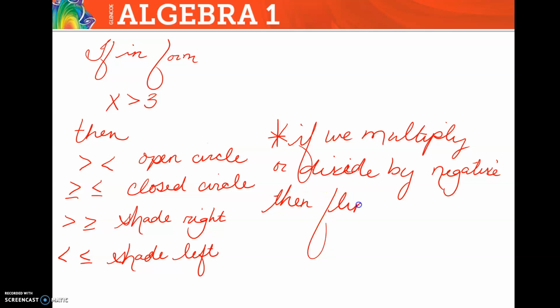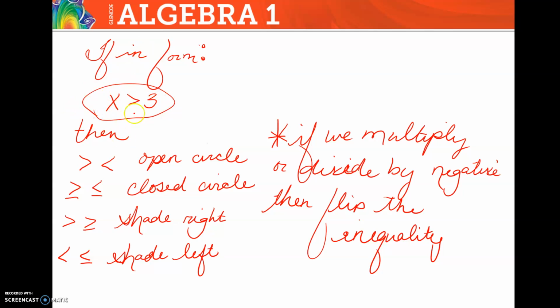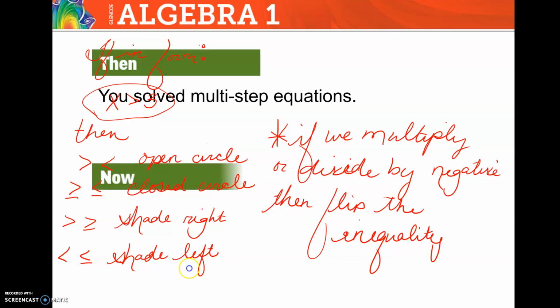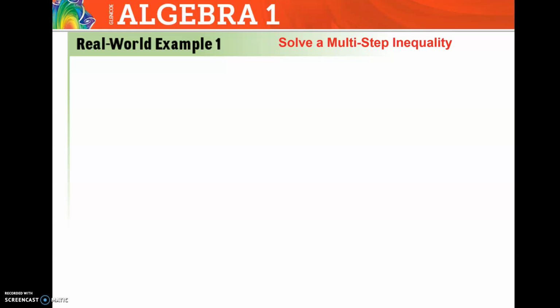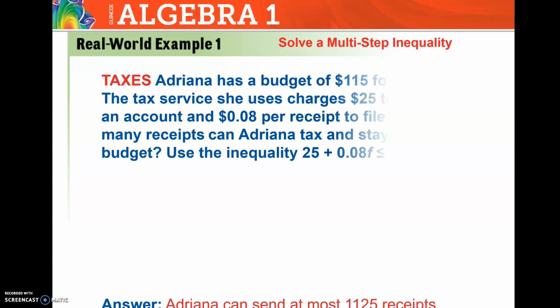So this is all the stuff that we've done up until this lesson in inequalities, and these things aren't going to change. This is going to be the key thing to everything. So we want to make sure it's in this form: variable, inequality, number, and then all these rules will apply, and then remember the multiplying and dividing. So now we're going to look at multi-step equations or inequalities.